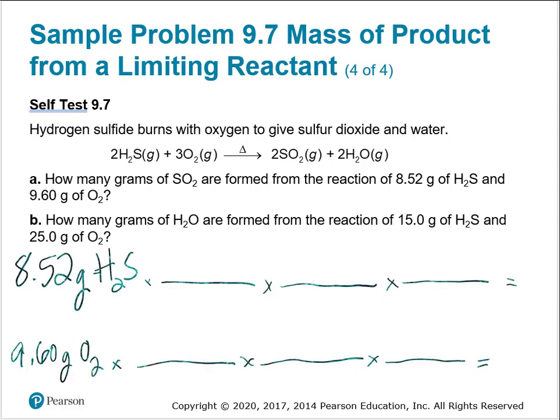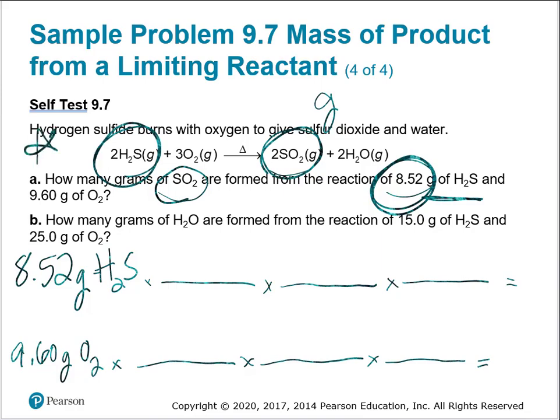First, we want to find out how many grams of SO2 are formed. That's where we're going to end. We're going to end at grams of SO2. We are starting with 8.52 grams of H2S. So we're starting here with grams of H2S. If we start with grams, hopefully it's ingrained in your skull to get to moles using the molar mass.